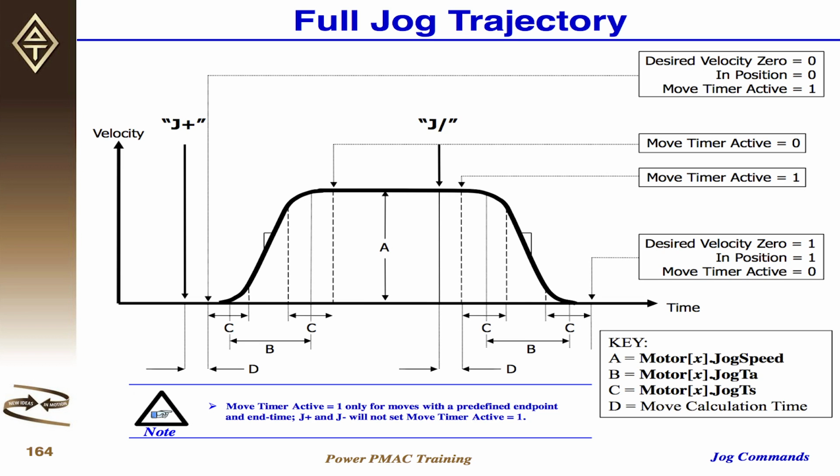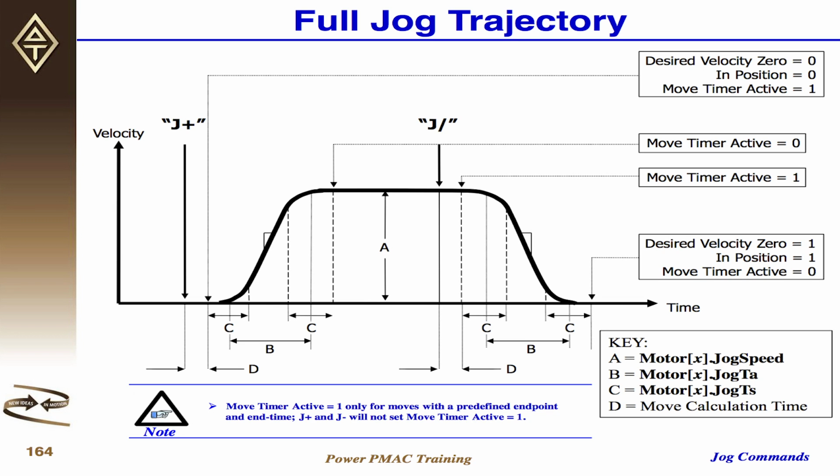Now, it continues on in that state with desired velocity 0, in position, and move timer active all false until we issue J/ there. As soon as we issue the J/, move timer active goes true again because we are giving it a defined path to follow, the S curve and the acceleration down to 0. And then at this point, all the way out here, after the motor is finally stopped, our desired velocity 0 bit goes true again because we are trying to be at a velocity of 0. That's what we're commanding. Our in position bit goes true because we've issued a J/ and we are stopped at our current position. And move timer active goes back to 0 as the move has been completed.